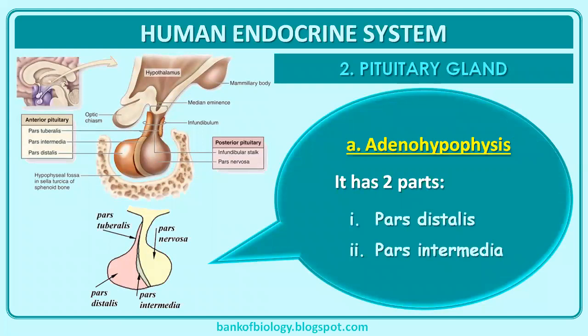The adenohypophysis has two portions. What are they? The pars distalis and pars intermedia, which you can see in the diagram here. These are all the portions of the pituitary. We know that pars nervosa belongs to the neurohypophysis. Pars tuberalis is rudimentary in human beings. The most developed is the distalis. You may see the intermedia almost merged with the distalis.